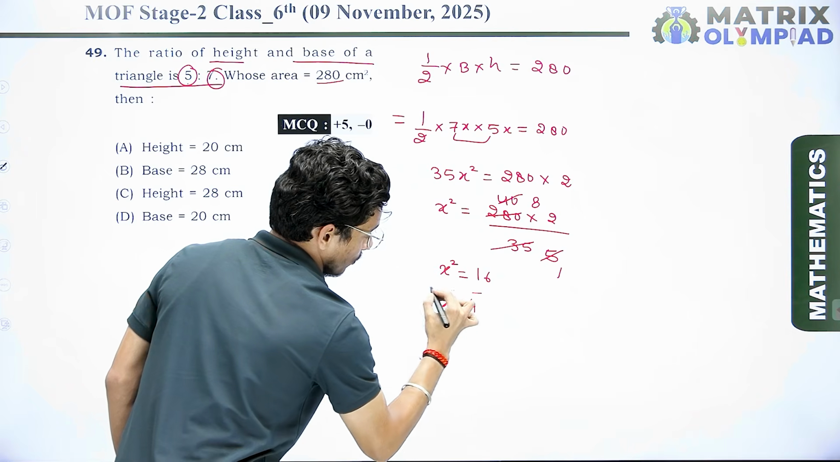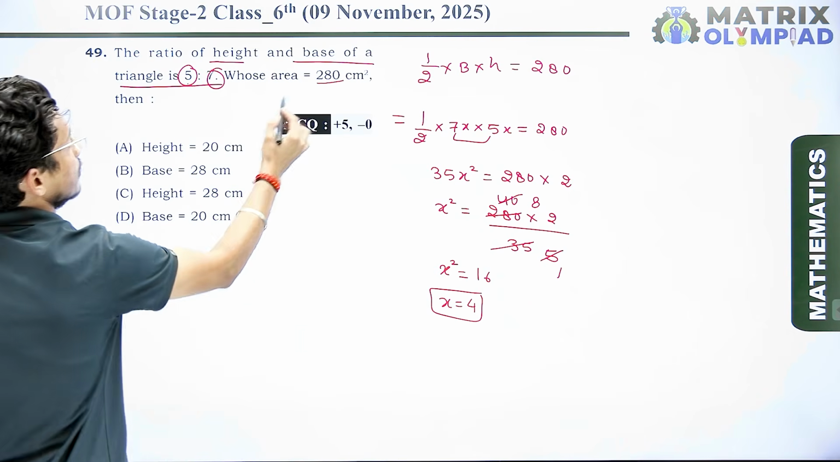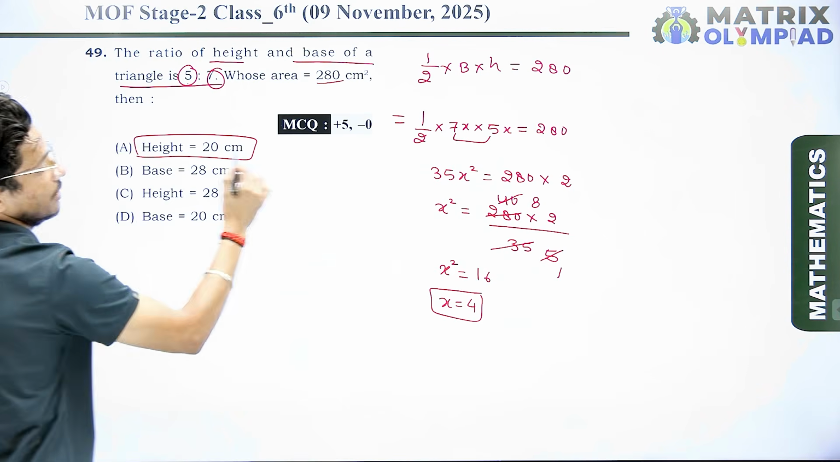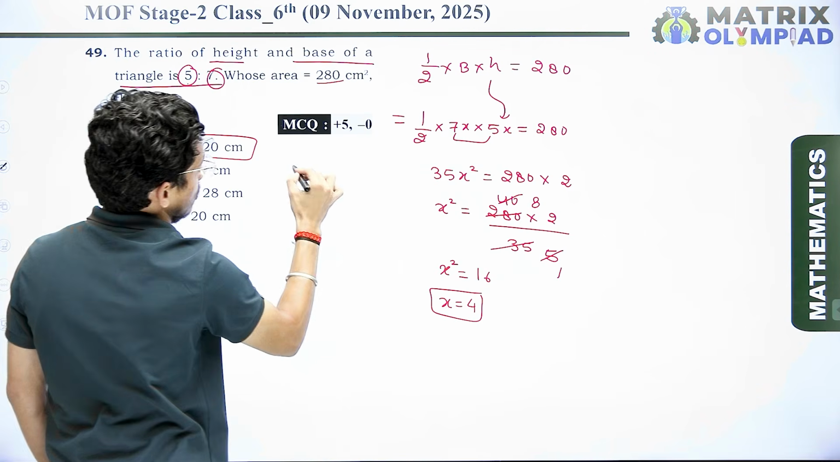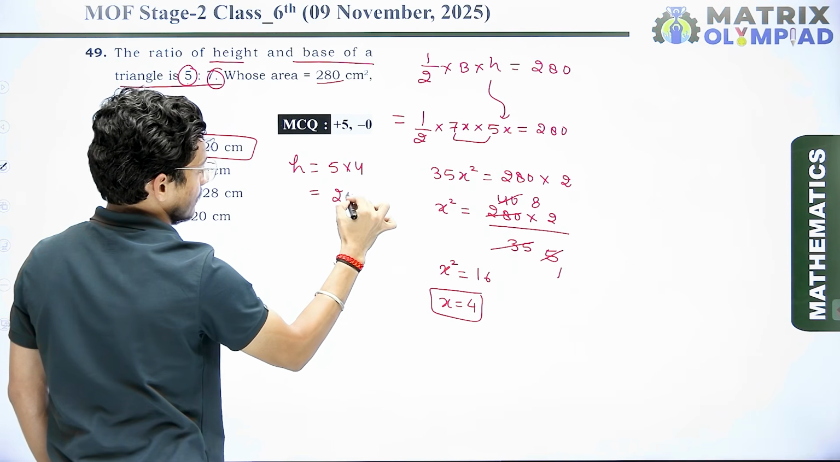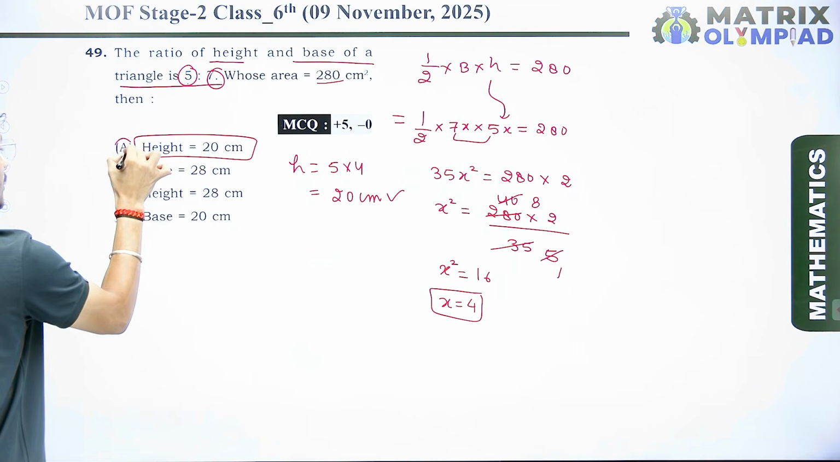Now we have to find, so first, height is equal to 20 centimeter. So here we assume height is 5x. So I can write height equal to 5 multiplied by 4, that is 20 centimeter. It means this one is correct.